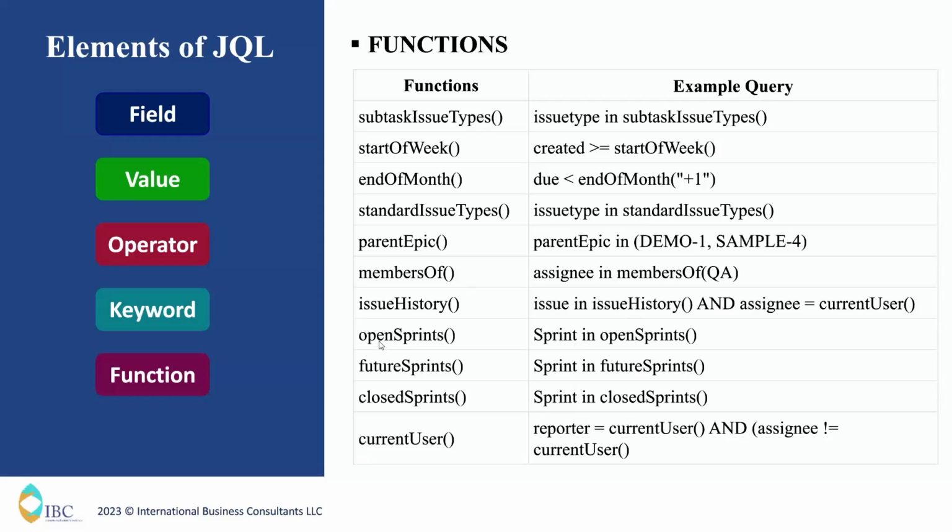So if you see here, open sprints, future sprints, and closed sprints. These three functions help me a lot to automate in the companies. So what does this do? Instead of mentioning a sprint by some name, you can always use sprint in openSprints, so it automatically refreshes the filter once this sprint is closed and another new sprint is opened. Okay, we already discussed current user.